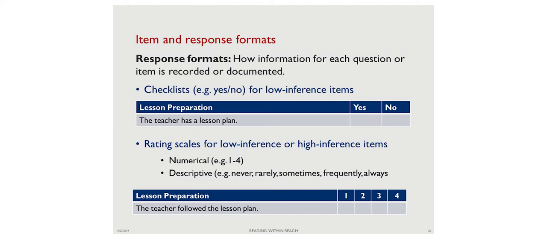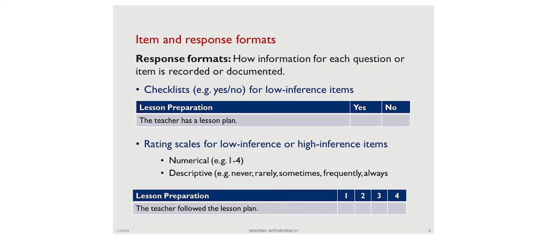Checklists provide the observer a choice of two responses, such as yes, no. In this format, the observer simply checks whether a specific teacher behavior is observed or not. Did the teacher have a lesson plan? Yes or no? Was there a chart displayed on the wall with behavioral expectations? Yes or no? For this, low inference items, to stress again, are distinct observable behaviors.